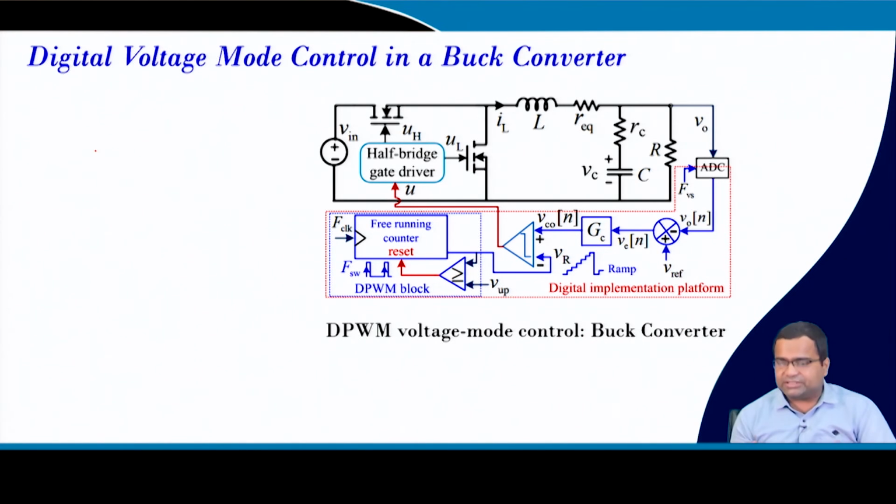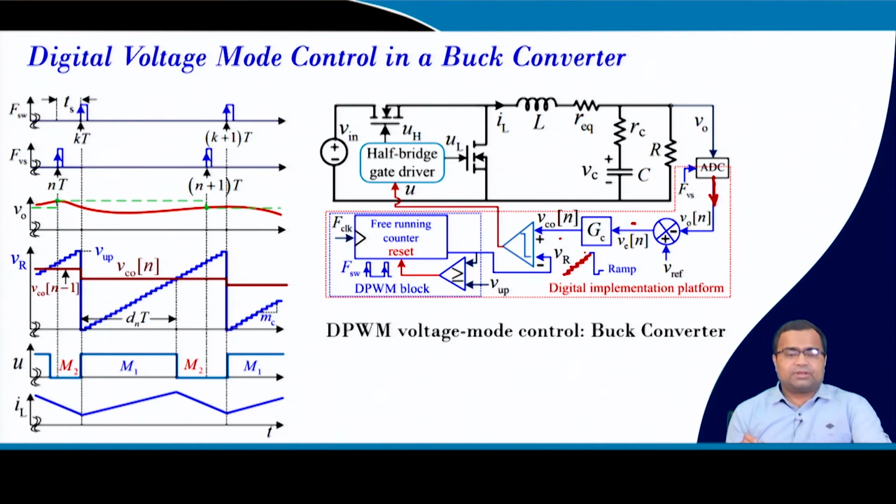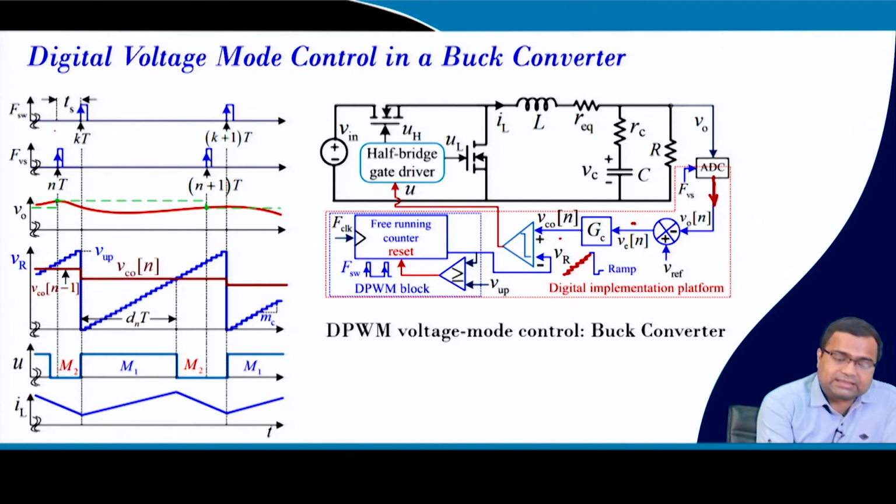Now, coming back to our digital controller, as I said, this is the A to D converter, your sample voltage, this is the error voltage, then the control voltage, and now this sawtooth waveform is generated inside the digital controller. So, there is nothing outside. Okay.